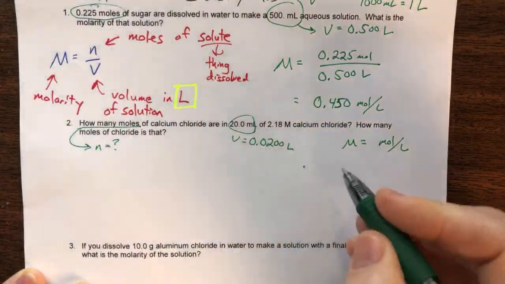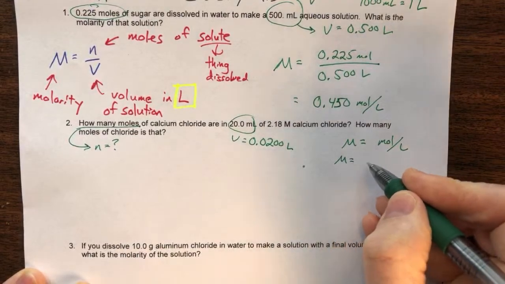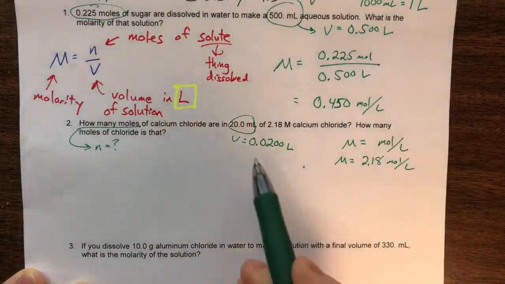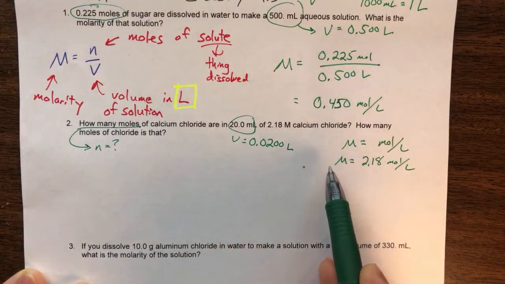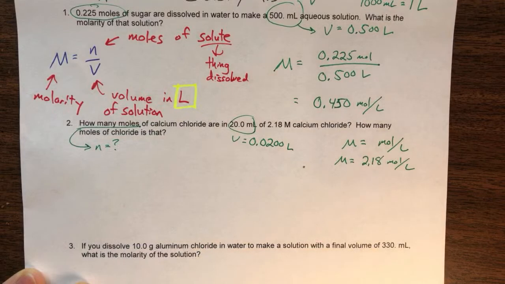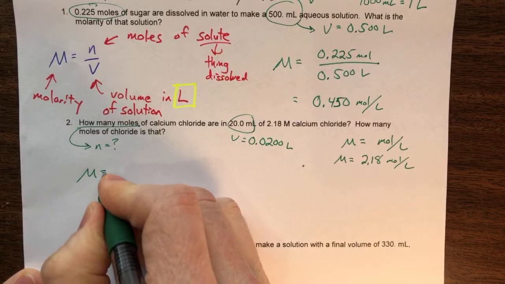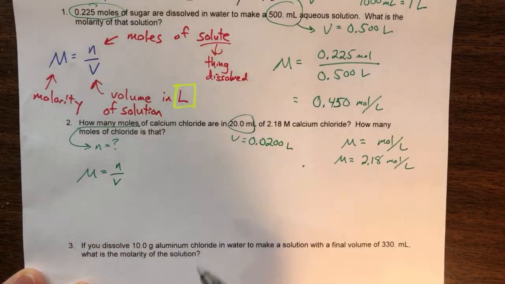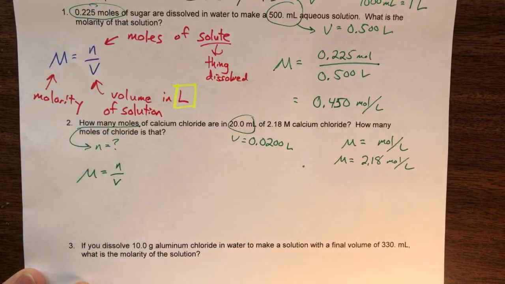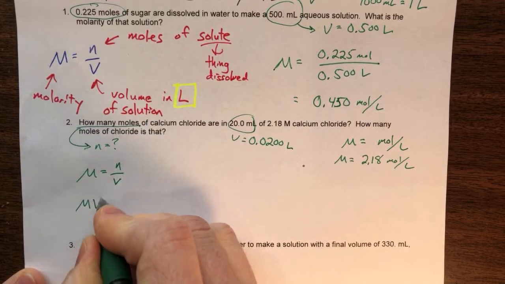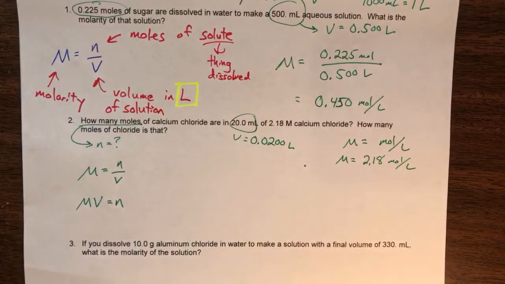So that's telling us our molarity, and in this case, it's going to be 2.18 moles per liter. All right, so we have V, we have capital M, but we don't have N, so we're going to solve for N. So how do we do that? We're going to use this equation, M equals N over V. And now we want to solve for N, so we're going to multiply both sides of the equation by V. So that gets us MV equals N.